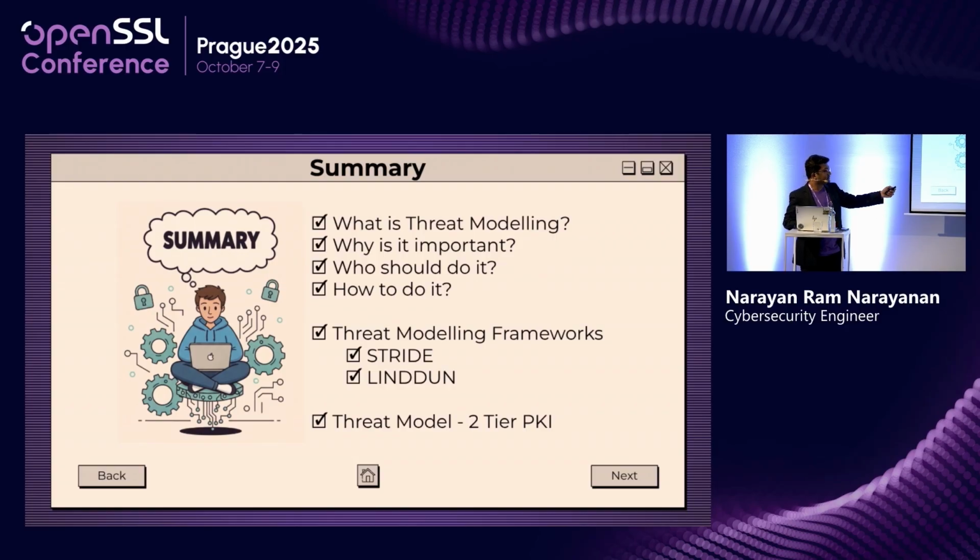So, a summary of whatever we saw to date: we saw what threat modeling is, why it is important, who should do it, at what time, and how we are going to do it. We saw threats, as in what system we are going to work on, we analyzed what the threats can be, and we saw how the threats can be mitigated, and whether we did a good job. If we did a good job, we can document the threat model and update it whenever we need. If we didn't, we can go back to the same design diagram, add more components to make it clearer, so that we can threat model again. And we saw STRIDE and LINDDUN, and the two-tier PKI architecture with threat modeling.